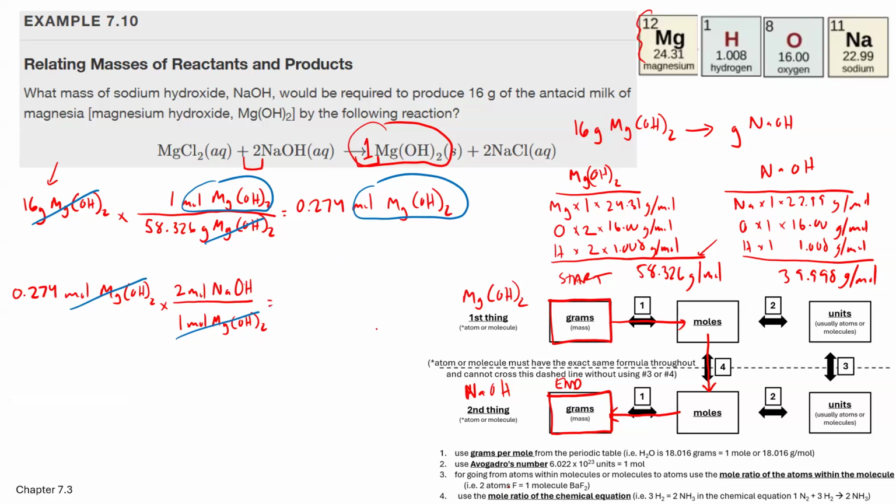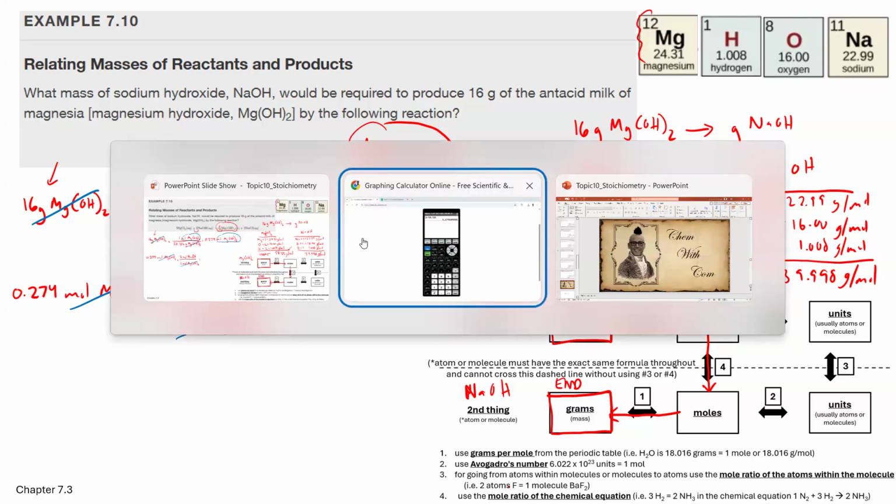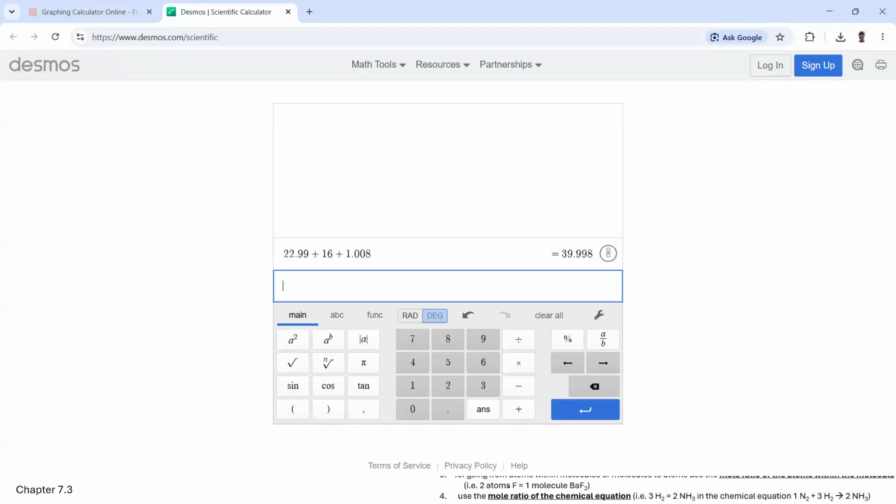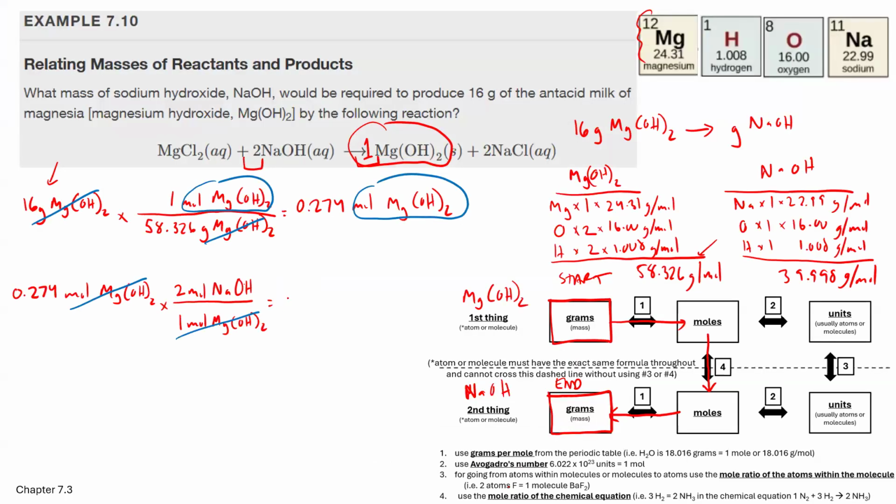So again, 0.274 times 2. We're going to do that. Switch calculators. 0.274 times 2 is 0.548. Now look what the units are. They're now moles of sodium hydroxide. So we started here, we went to moles of magnesium hydroxide, then from moles of magnesium hydroxide to moles of sodium hydroxide.